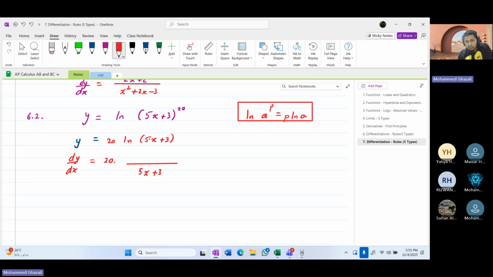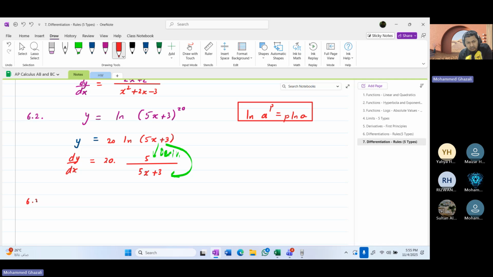What's the slope of 5x plus 3? 5. It's 5 over 5x plus 3. The ln falls out. You see, this goes to the denominator and we find the derivative here. So it's 5 over 5x plus 3. Are we good? Right, excellent. I should say the derivative, differentiate. So let's put the derivative, and that part goes to the denominator.